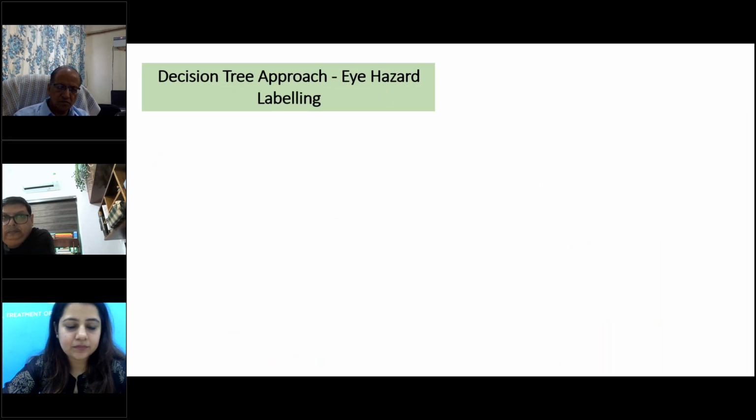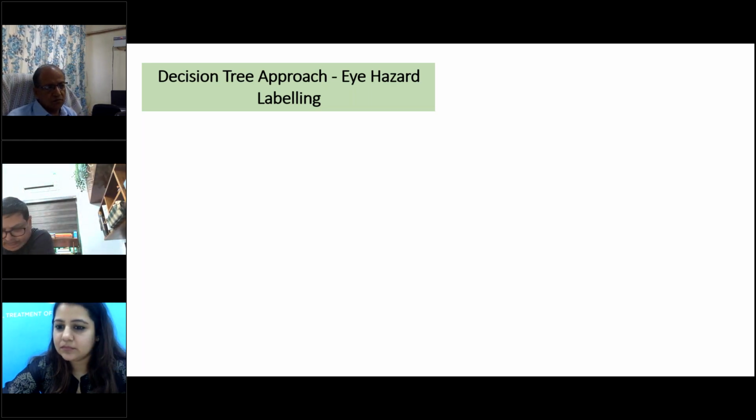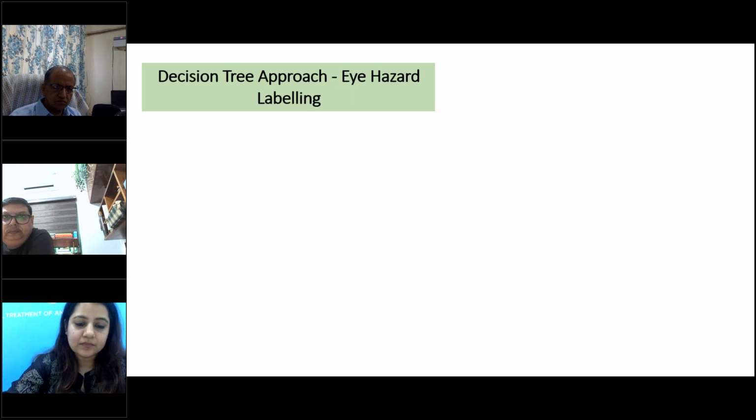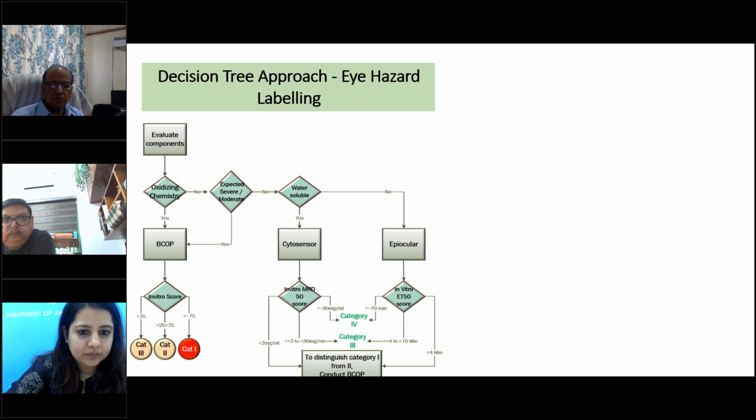Coming to the decision tree approach, the next step in the tiered strategy is to go with the decision tree approach for eye hazard classification, where physicochemical properties are evaluated, followed by testing with available in vitro and ex vivo methods, including BCOP, the cytosensor assay, and EpiOcular, that is RHCE models. These are the primary models used for labeling of eye hazard chemicals. This is done based on their respective methods and in vitro scores, wherein the PhysChem properties are first considered. After that, the BCOP method is considered based on its in vitro score. The classification to category 1, 2, and 3 are made.